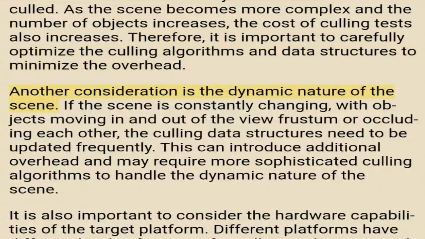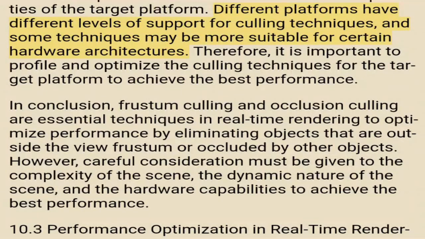Another consideration is the dynamic nature of the scene. If the scene is constantly changing, with objects moving in and out of the view frustum or occluding each other, the culling data structures need to be updated frequently. This can introduce additional overhead and may require more sophisticated culling algorithms to handle the dynamic nature of the scene. It is also important to consider the hardware capabilities of the target platform. Different platforms have different levels of support for culling techniques, and some techniques may be more suitable for certain hardware architectures. Therefore, it is important to profile and optimize the culling techniques for the target platform to achieve the best performance.